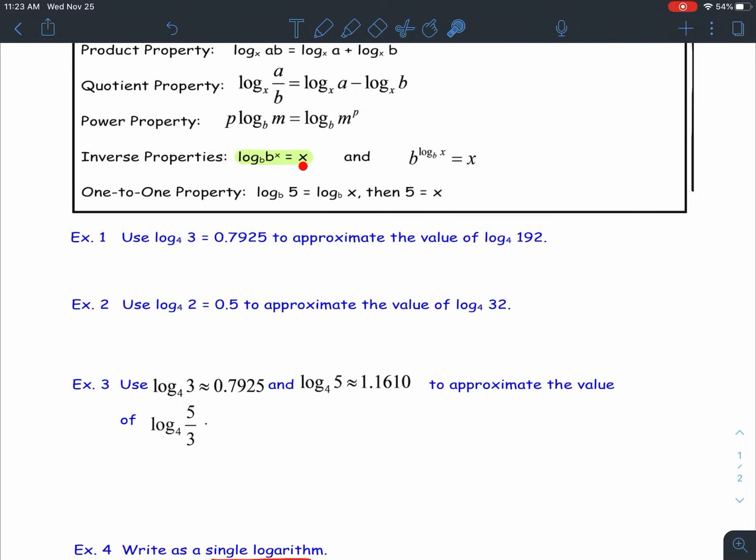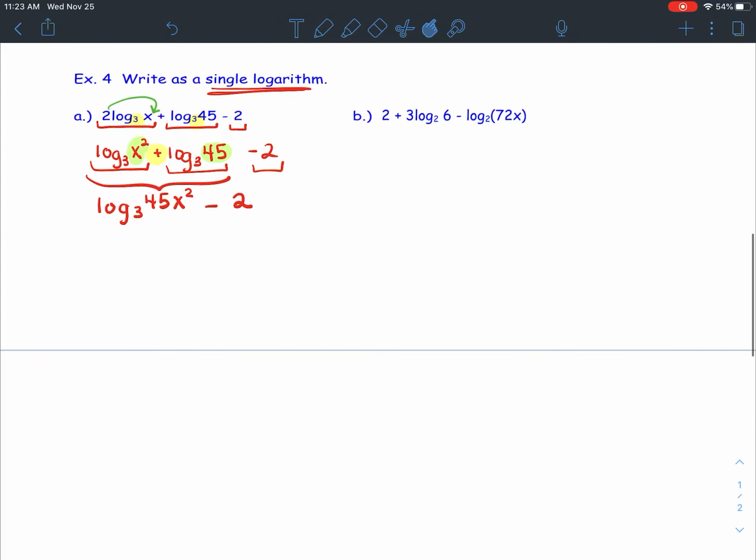If you're trying to disguise a number as a logarithm, you want to take that number, put it in the exponent on the argument, and make sure the base of your log and the base of the argument are the exact same two numbers.